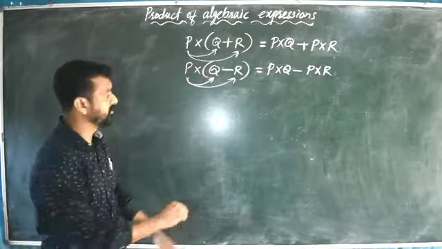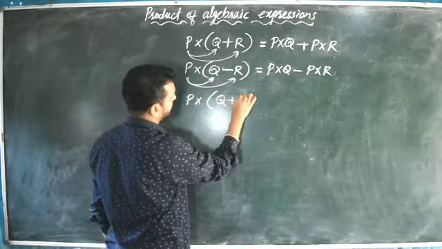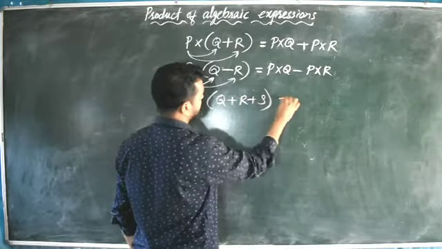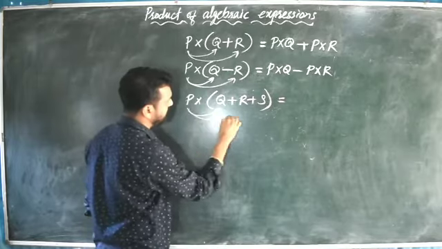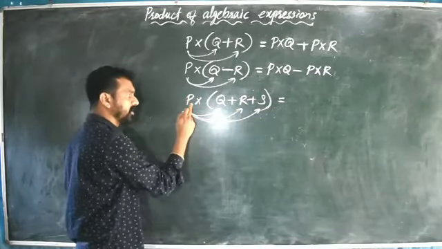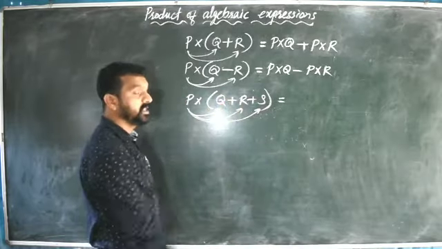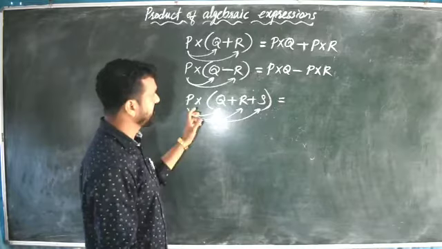If it is a trinomial, suppose P into Q plus R plus S, how can we multiply that? P into Q plus P into R plus P into S. This monomial we have to multiply to each term of the trinomial. That much only is the multiplication here. I will show you an example.